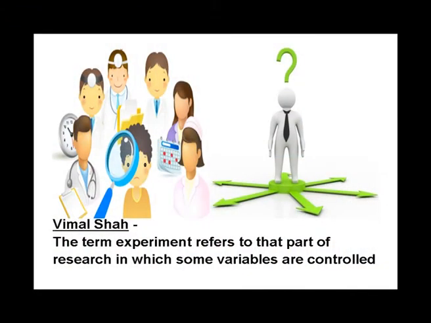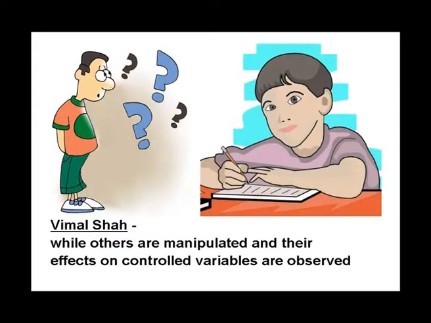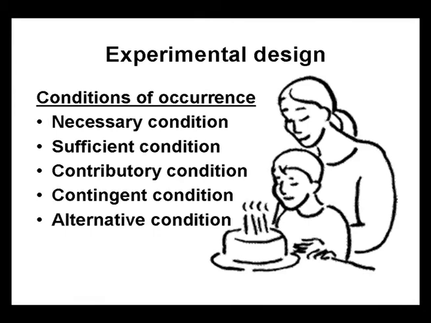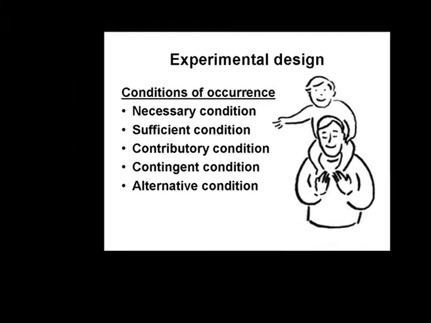The term experiment refers to that part of research in which some variables are controlled while others are manipulated and their effects on controlled variables are observed. In experimental design, the conditions of occurrence are important to be considered. The conditions could be differentiated as necessary condition, sufficient condition, contributory condition, contingent condition and alternative condition.